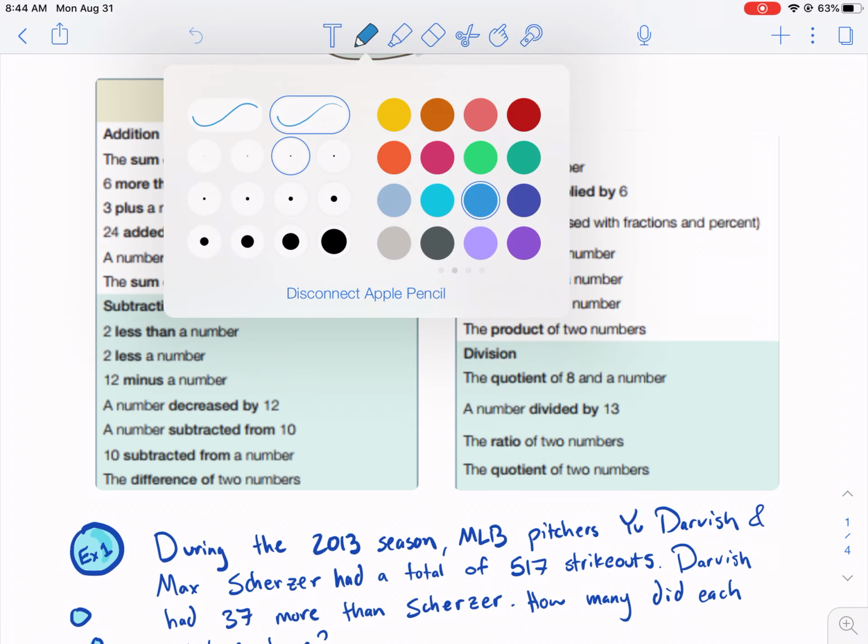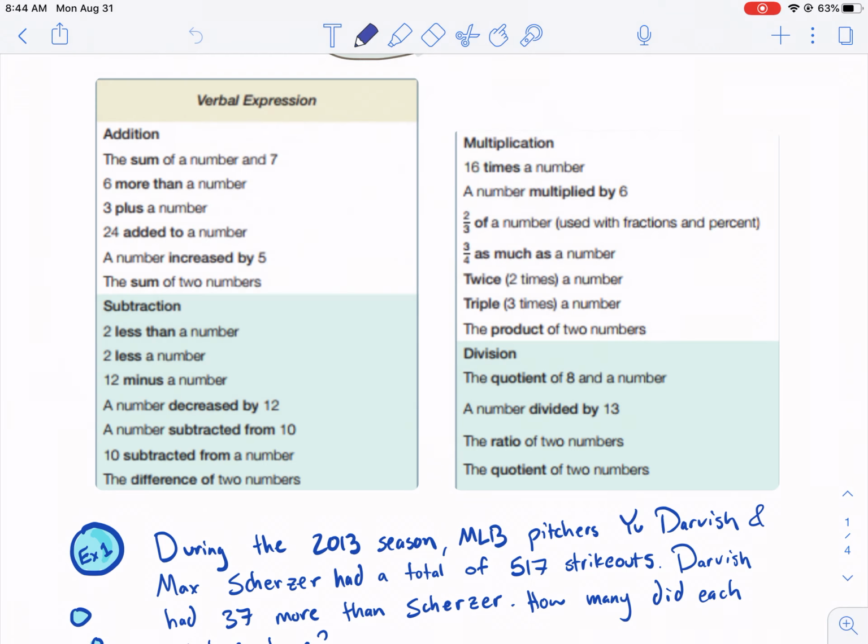I guess we're going to go with different shades of blue here. Let's start with the dark blue and work our way down. Addition, verbal expressions. The sum of a number and 7. What does that mean? Sum of a number. Well, if we're talking about sum, we're talking about addition. A number, we don't know what it is, so we'll call it x, and then 7. So x plus 7 would be that translation. That's what we're doing here. We're taking words and putting them into math.